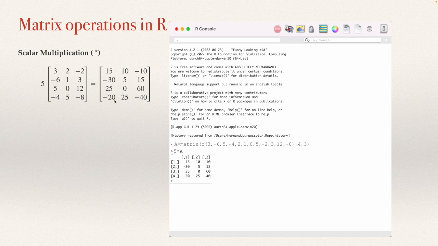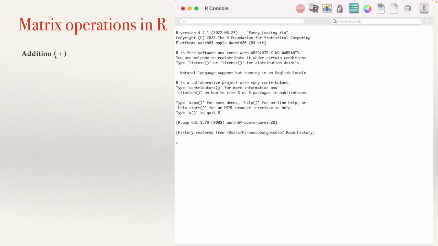Okay, let's do another operation, the addition. For the addition, again, we use the same symbol as for the usual addition of numbers, the plus sign. So assume that, for example, we have these two matrices. The first thing you need to do is enter the two matrices. You can separate the two matrices with a semicolon.